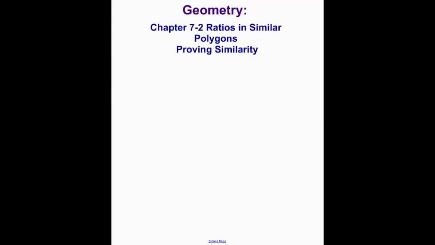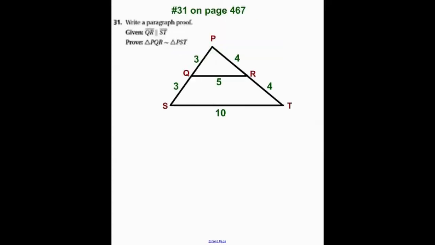Here's the second part to the Chapter 7-2 videos, and this one we're going to prove similarity between two triangles. In our previous lesson, we just looked at two basic examples, and you've seen something like that before in your Math A class and possibly in your algebra class. But here we're going to take some geometry definitions and prove that this triangle right here, PQR, is similar to PST, the much bigger triangle.